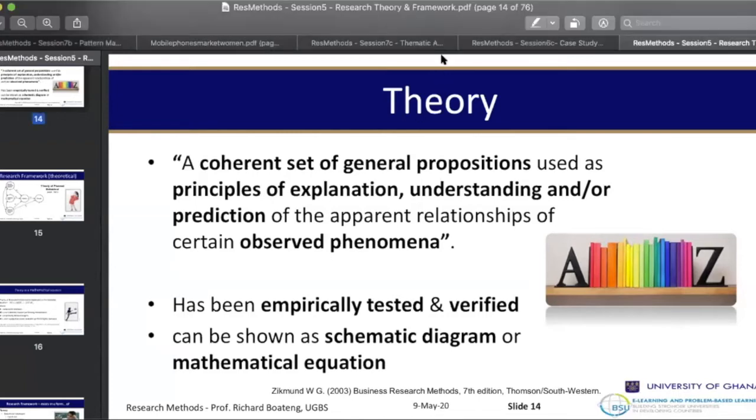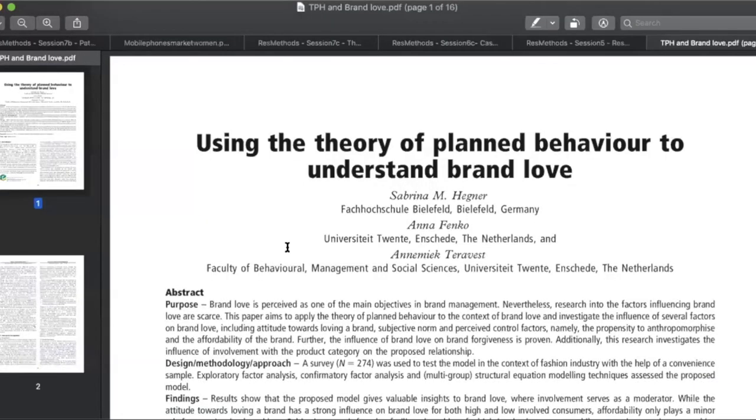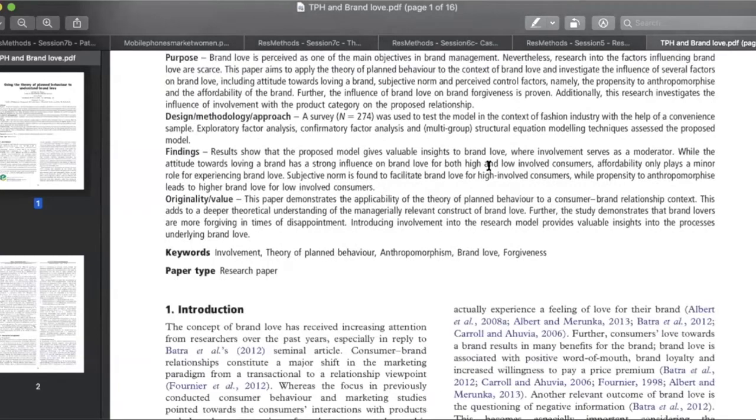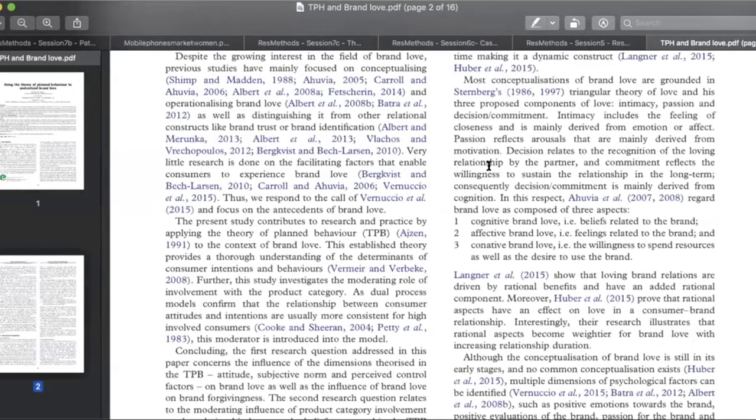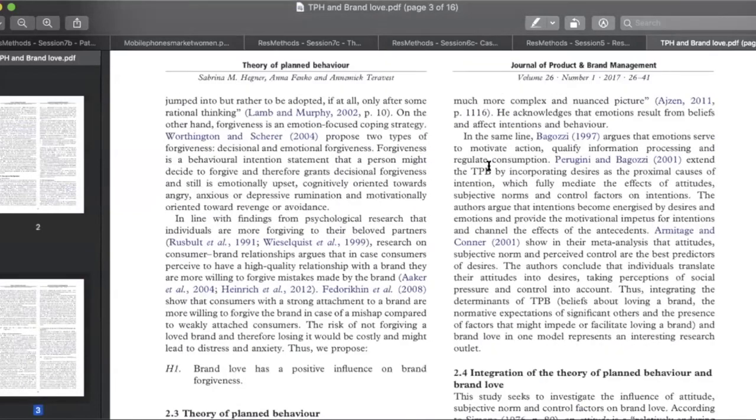Okay, so look at this. There is a paper I am showing here called Using the Theory of Planned Behavior to Understand Brand Love. So this is the theory of planned behavior, used to understand brand love. Now look at how this is happening here.